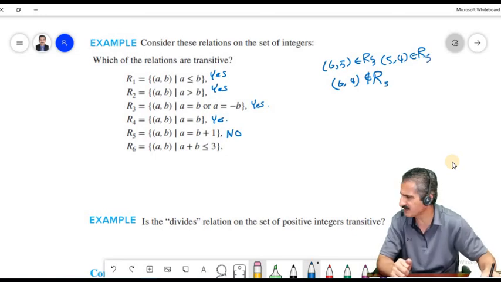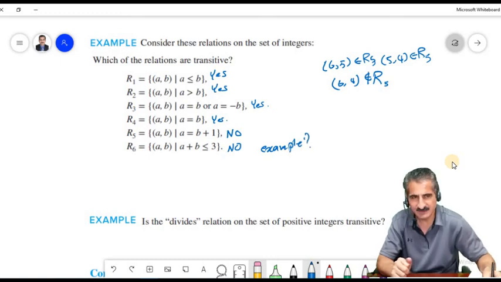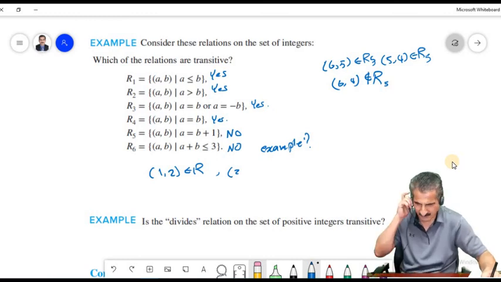What about R6? R6 is not transitive? Give me an example. I will let you think about it. Is not transitive? Give me an example. Shall we work an example? 1, 2 belongs to R, and then what? Is not? It looks to me yes.